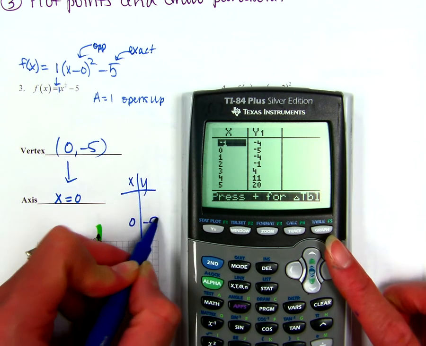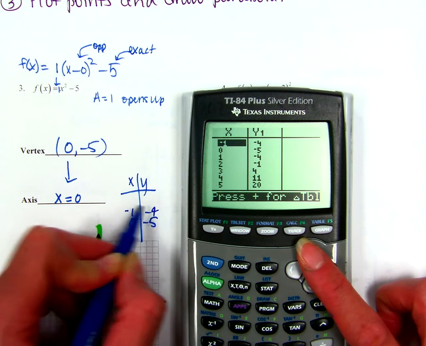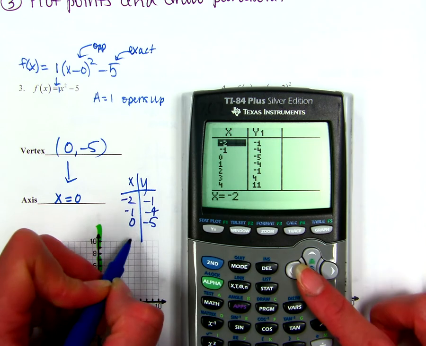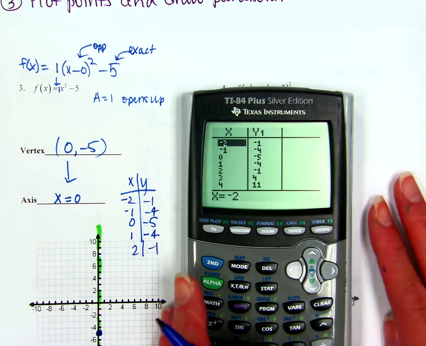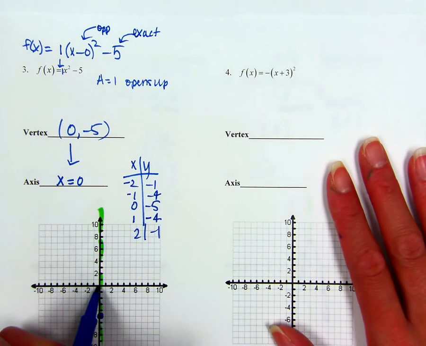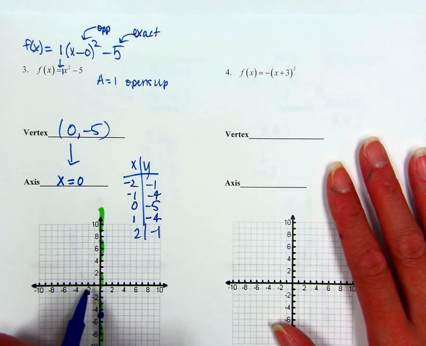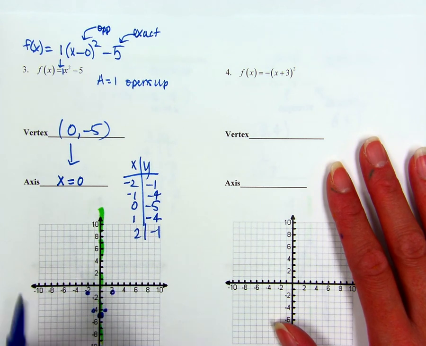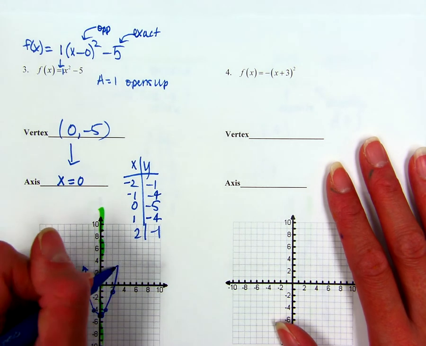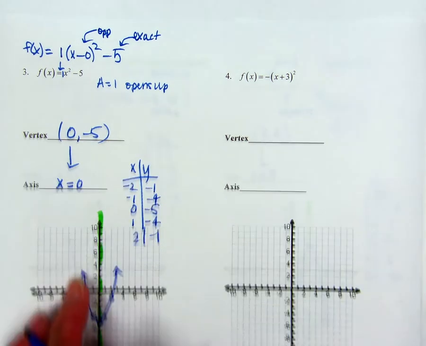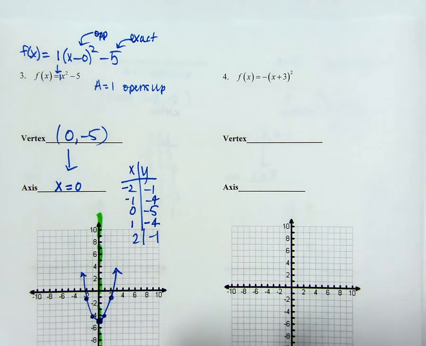So 0, negative 5, I've got negative 1, negative 4, negative 2, negative 1, and I have 1, negative 4, and 2, negative 1. Alright, so I'm going to plot those points. Negative 2, negative 1, negative 1, negative 4, 0, negative 5, 1, negative 4, and 2, negative 1. Now that I have my 5 points, I'm going to sketch in my parabola, and then I'm all done.